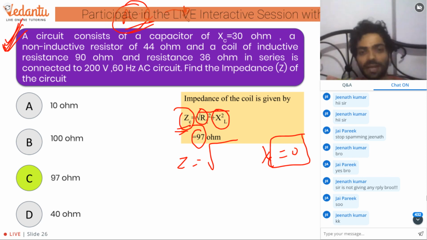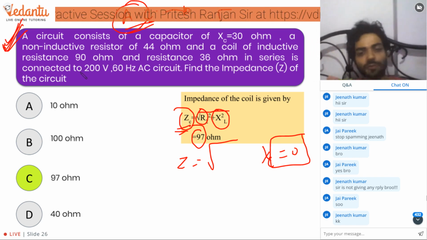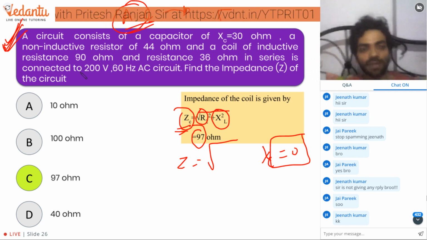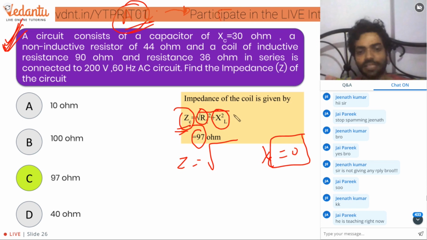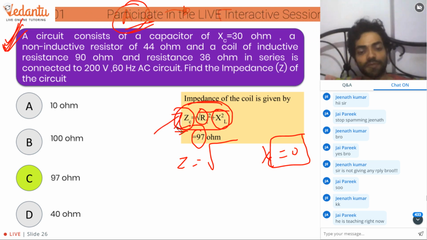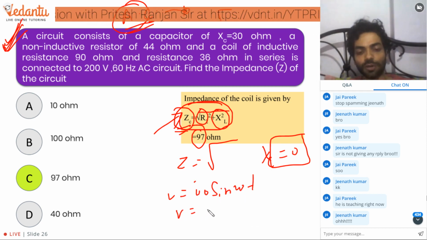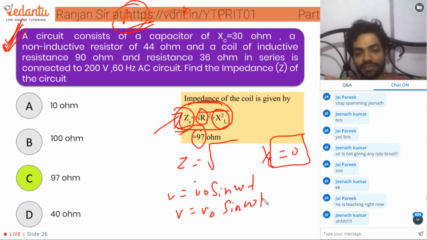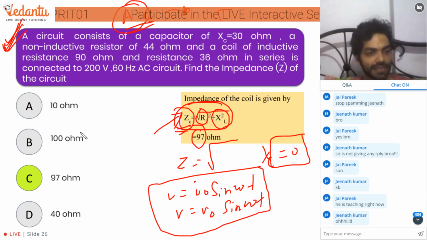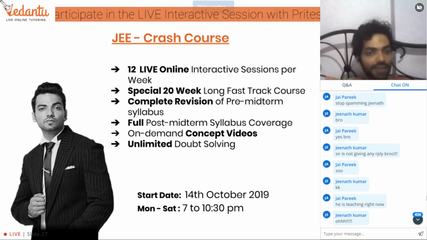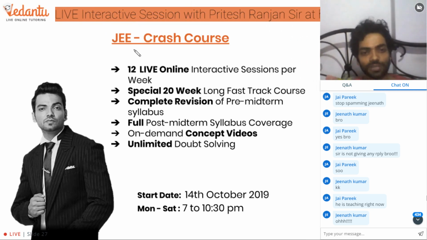So we will be covering it one by one in a stepwise manner, whereby first of all my motto will be to start with phasors so that you can understand from where these equations came, from where I got I equals I naught sine omega t, and from where I got V equals V naught sine omega t. All these things we are going to explore in our upcoming sessions.